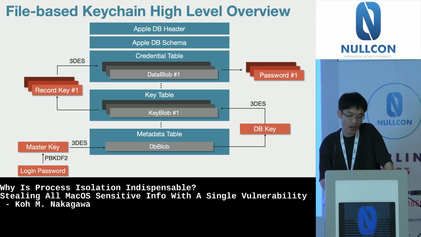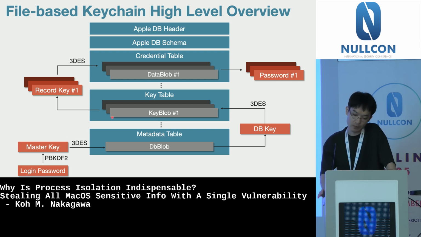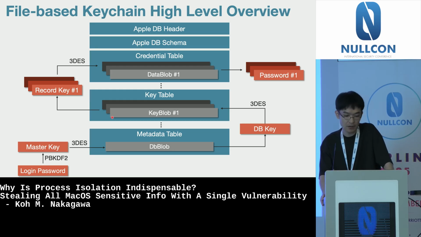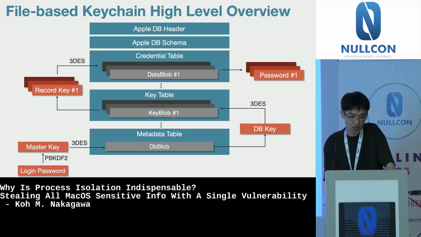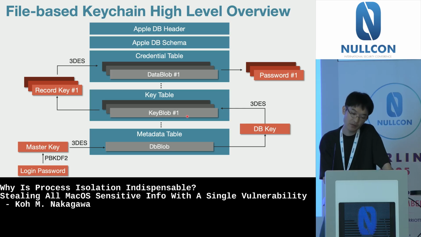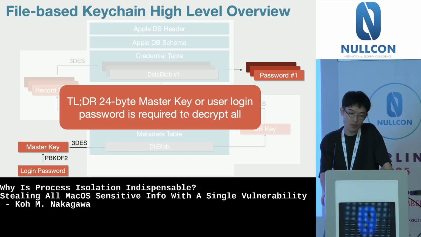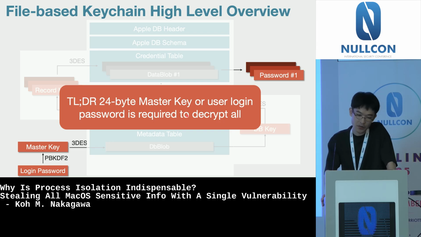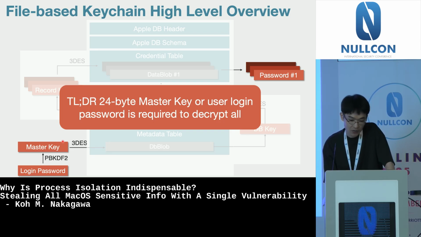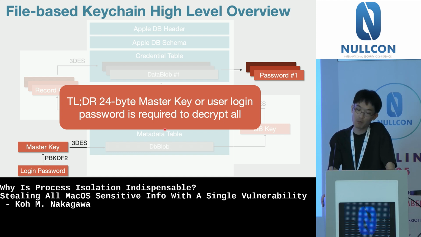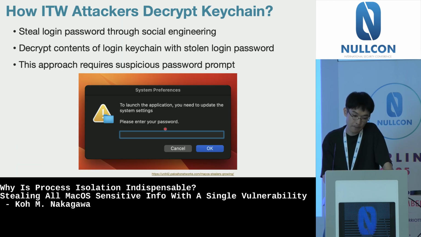Here is a high-level overview of the file-based keychain format and how the login password is used to decrypt the data. Passwords in the file-based keychain are encrypted multiple times with different keys. But the important point to remember is that all those different keys come from the 24-byte master key, and the master key comes from the user's login password. Therefore, if we obtain the user's login password or master key, we can extract the file-based keychain.